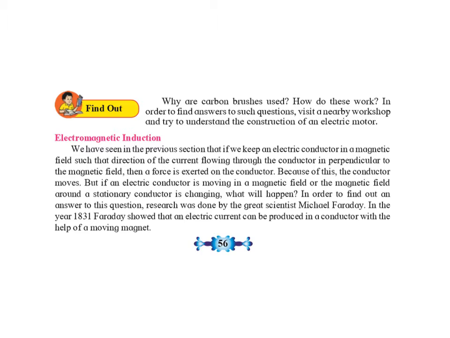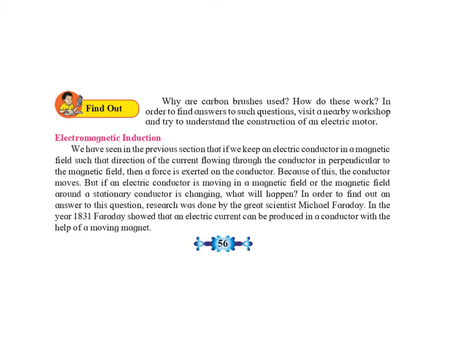But suppose we now look at it a different way, as we saw in the previous two experiments: what will happen if an electric conductor is moving in a magnetic field, or the magnetic field around a stationary conductor is changing? In both cases, it is observed that due to the change in the intensity of the magnetic field near the conductor, current will be induced in the conductor. This is called electromagnetic induction.